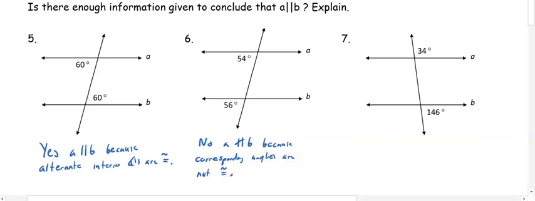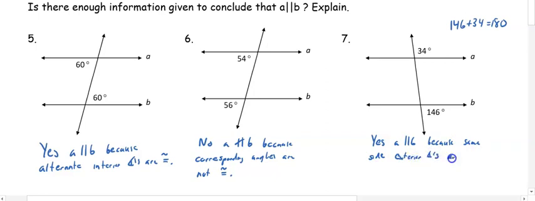In number 7, we have 34 degrees and 46 degrees. These are representing same side exterior angles. If I add these angles together, they equal 180 degrees, which means they're supplementary. So yes, A is parallel to B because same side exterior angles are supplementary.